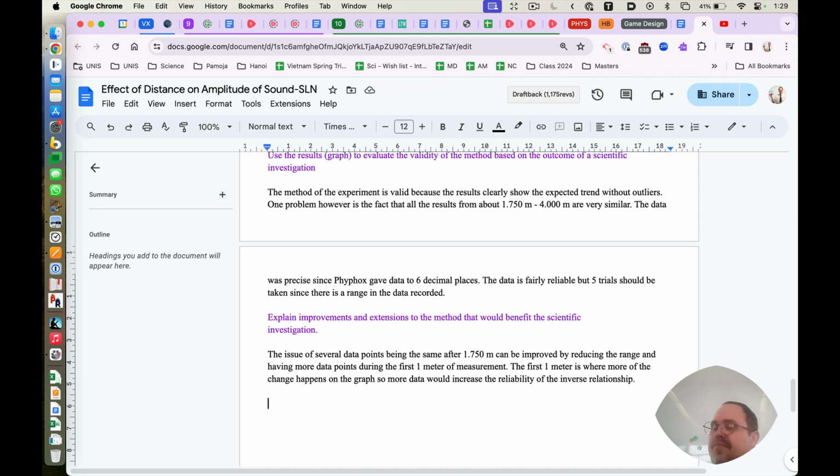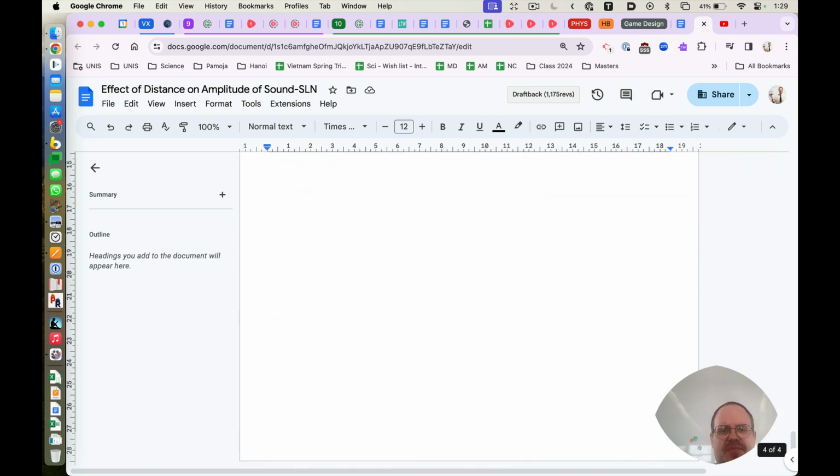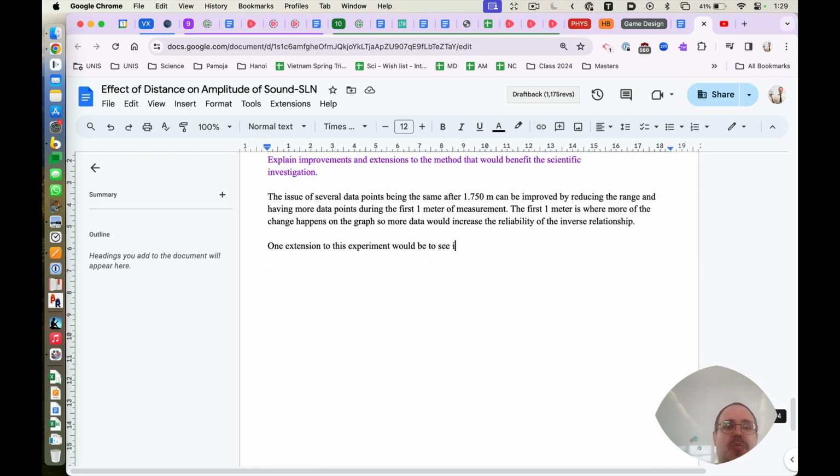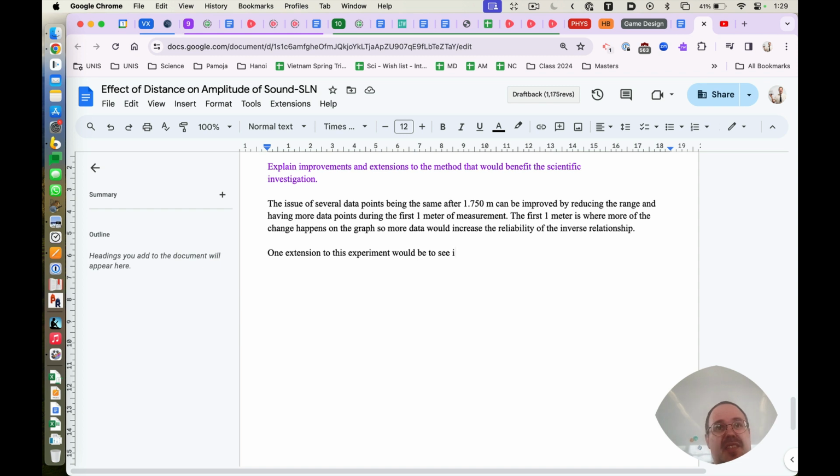Extensions. One extension to this experiment would be to see. So what could I change about this experiment? Maybe thickness. You're thinking about soundproofing things. This is a real life issue. Instead of having distance, maybe thickness of materials. If different thicknesses of materials, see the relation between different thickness of materials and sound amplitude.